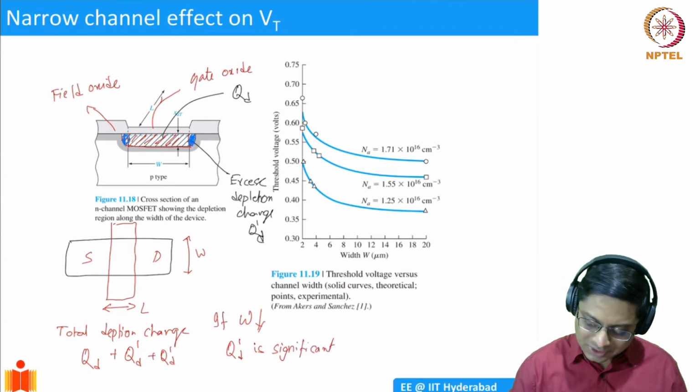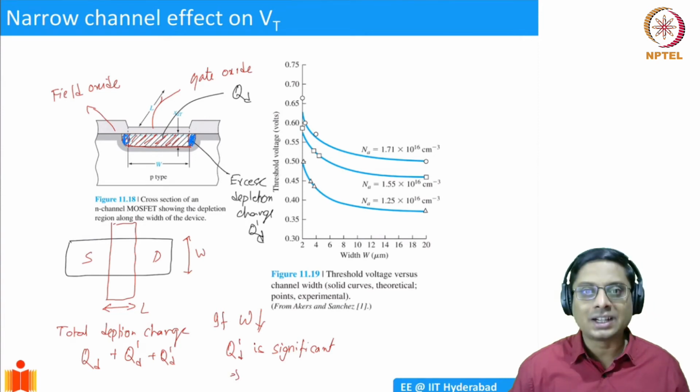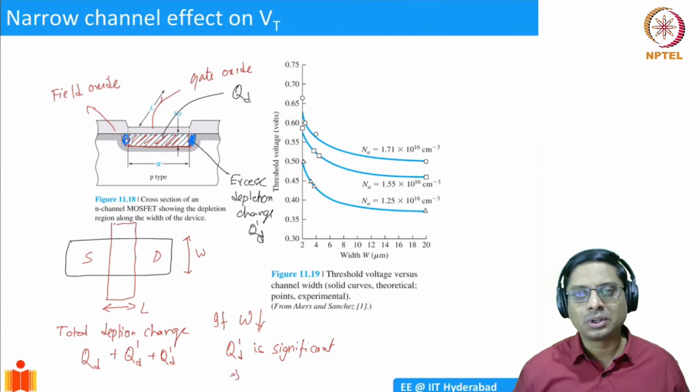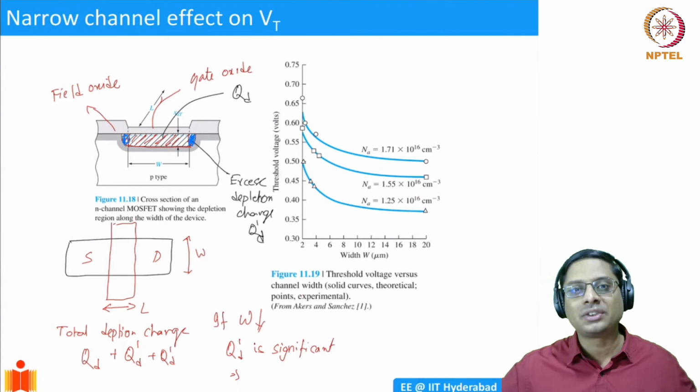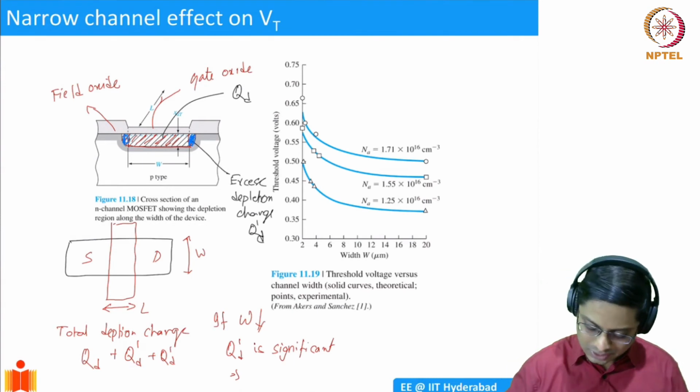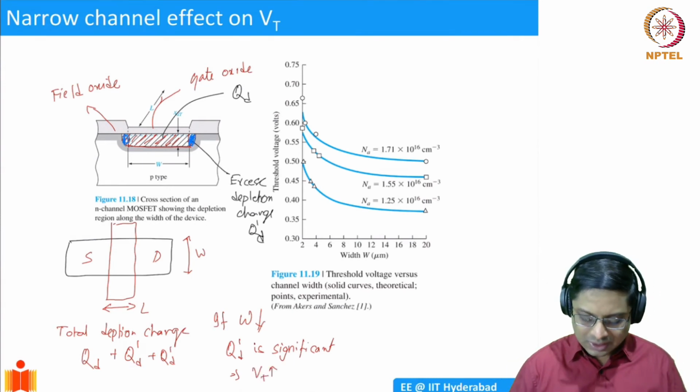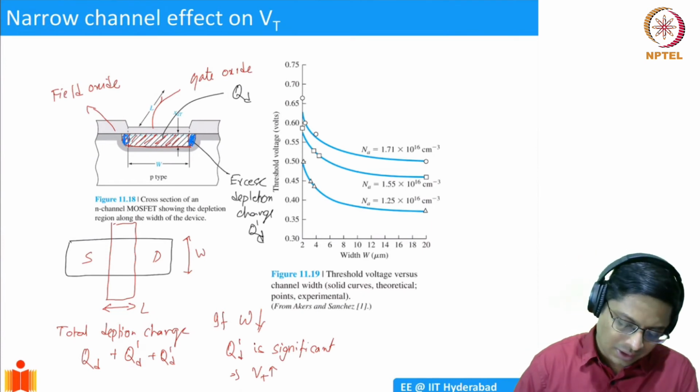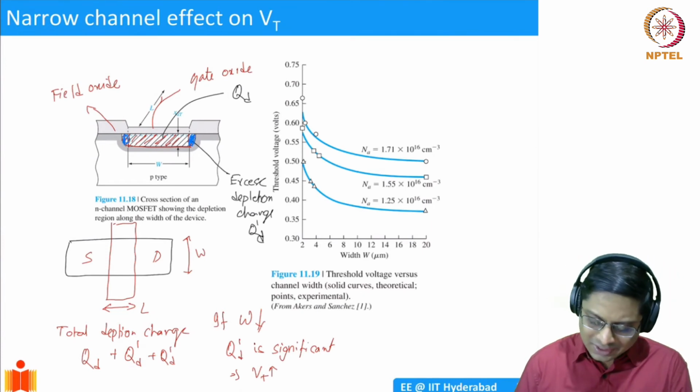And you have to support that as well. So QD prime is significant, which implies the gate has to have a larger voltage so that you put a greater gate charge, and that will balance out this additional QD prime. So VT should increase. And this is exactly what you see here in the picture, again taken from the textbook.